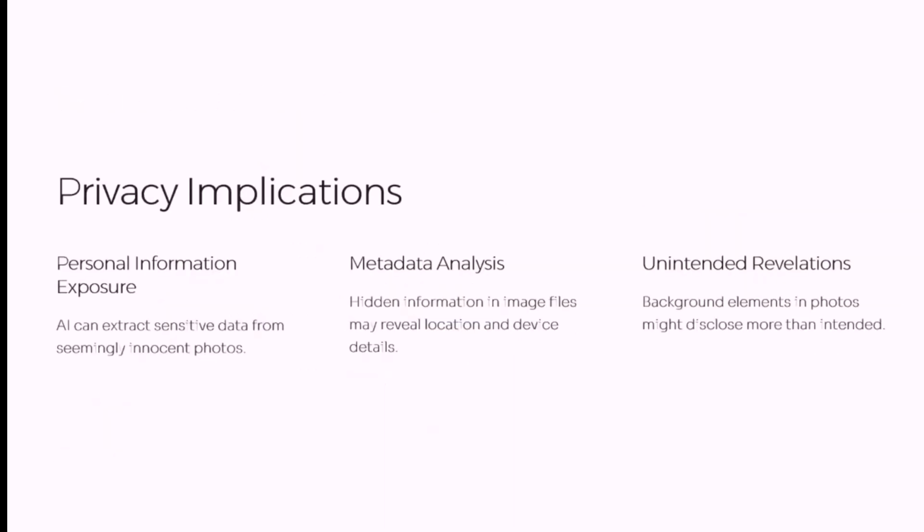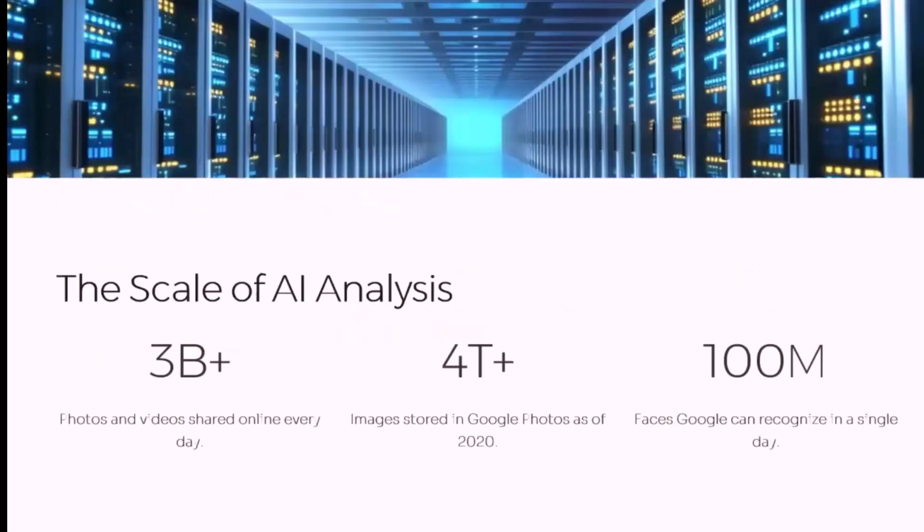Privacy implications. Personal information exposure. AI can detect sensitive data from seemingly innocent photos. Metadata analysis. Hidden information in image files may reveal location and device details. Unintended revelations. Background elements in photos might disclose more than intended.